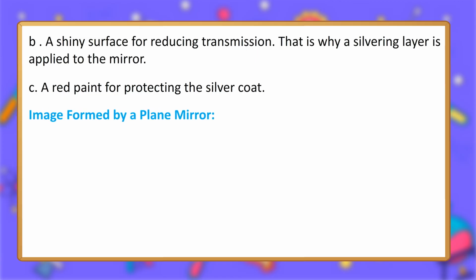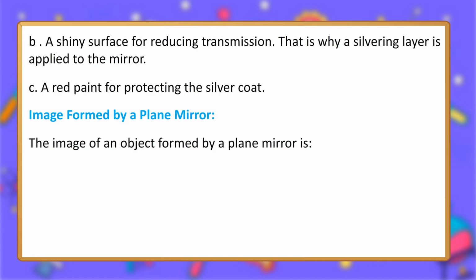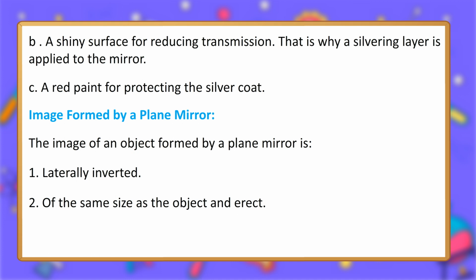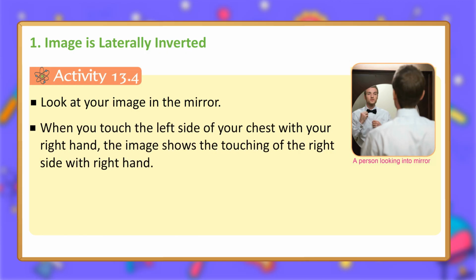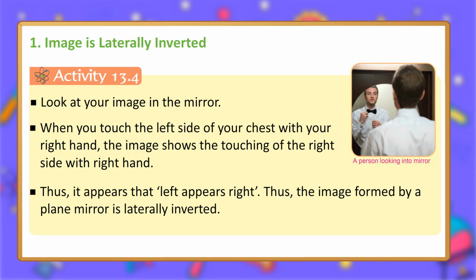Image formed by a plane mirror. The image of an object formed by a plane mirror is 1. Laterally inverted. 2. Of the same size as the object and erect. 3. Virtual. 1. Image is laterally inverted. Activity 13.4. Look at your image in the mirror. When you touch the left side of your chest with your right hand, the image shows the touching of the right side with the right hand. Thus, it appears that left appears right. Thus, the image formed by a plane mirror is laterally inverted.